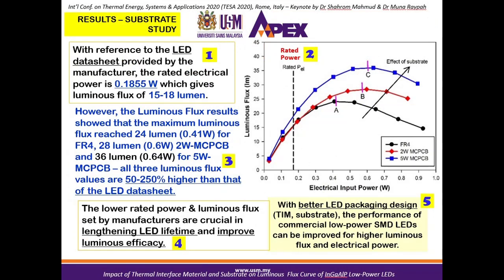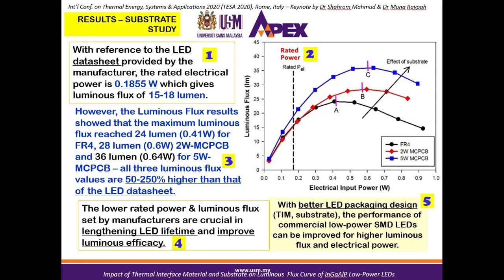An interesting observation is that the manufacturer of the LED specified a low rated power of only 0.1855 watt that produce a luminous flux of only 15 lumens, which is quite low. In this work, we increased the input power all the way to 0.9 watt, and we discovered that the maximum possible attainable luminous flux is around 36 lumens at 0.6 watt.